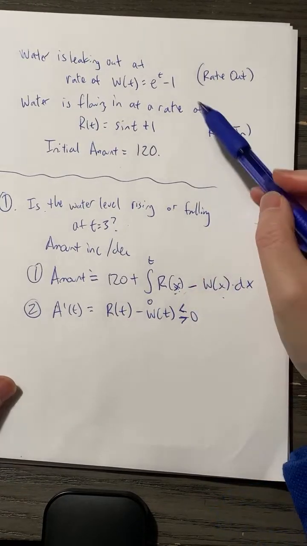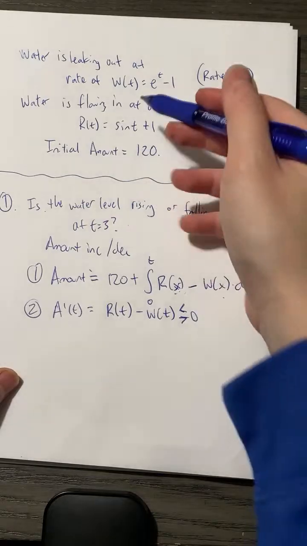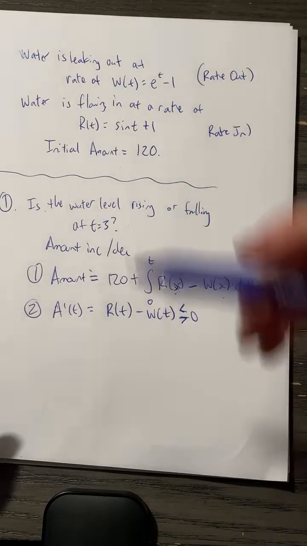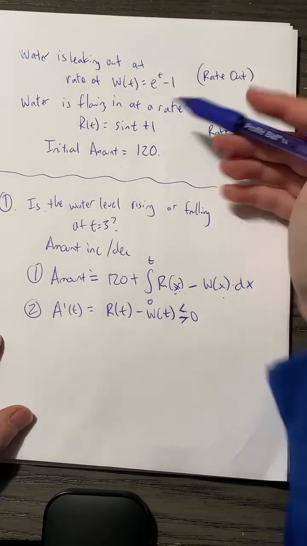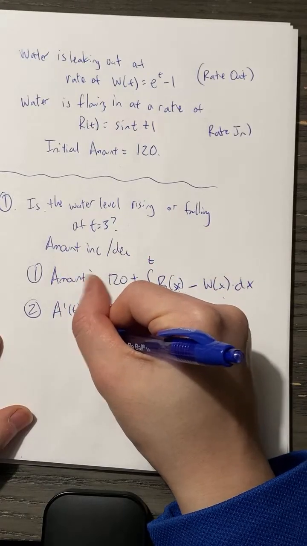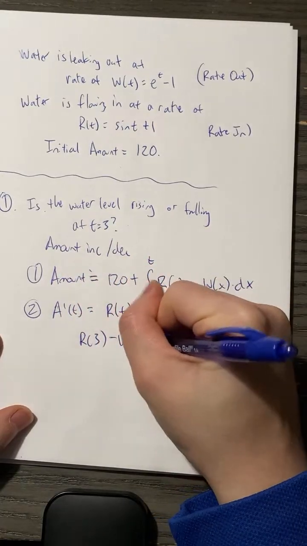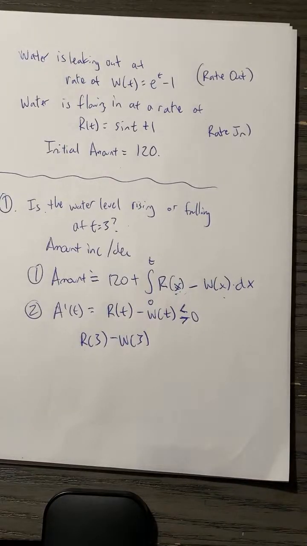So then all I'm going to do is plug in 3 now into my derivative. If you have a calculator, now is the time to try it. You're just going to plug it into the calculator. So I'm going to get r of 3 minus w of 3. And again, because I don't have a calculator with me, I'm going to have to type this by hand. So give me 1 second.